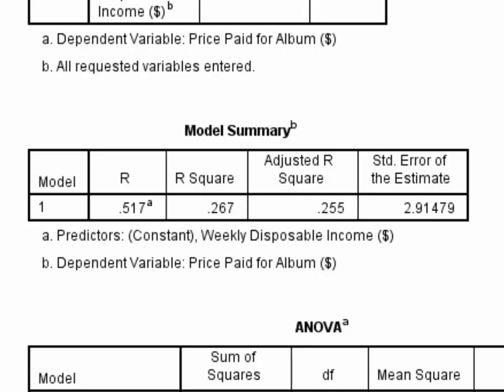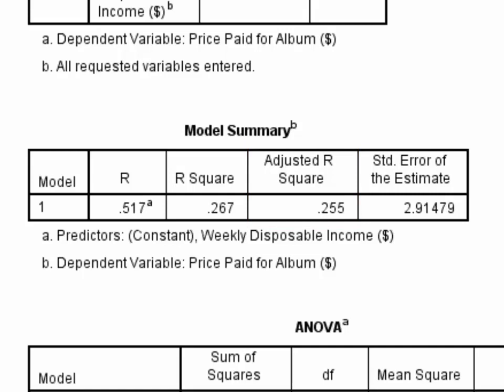Now, R-squared is a sample statistic and it tends to overestimate the true population effect. Consequently, it's recommended that you also report adjusted R-squared, which is said to be a better estimate of the proportion of variance in price paid that you could expect would be accounted for by disposable income in the population from which we've sampled. Here, the difference between the two figures is quite small anyway.